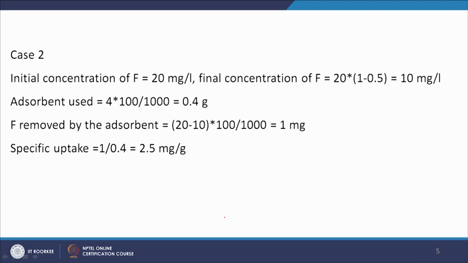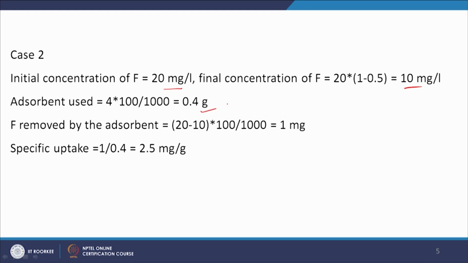The initial concentration of fluoride is again 20 mg per liter and final concentration will be 20 into 1 minus 0.5, that is 50% removed. So, remaining is 50%, 0.5. So, that is equal to 10 mg per liter, and adsorbent used is equal to how much? 4 gram per liter. So, 4 divided by 1000 into 100.